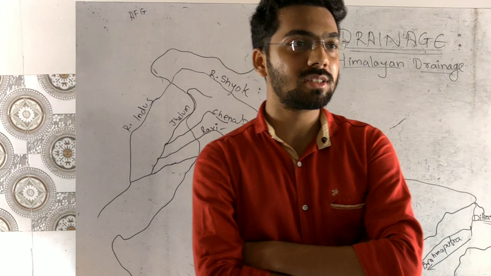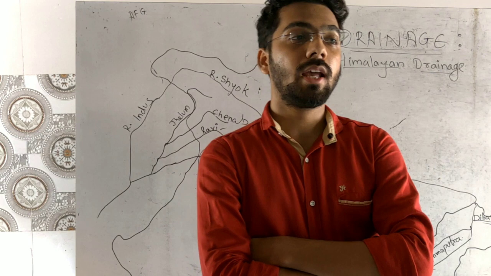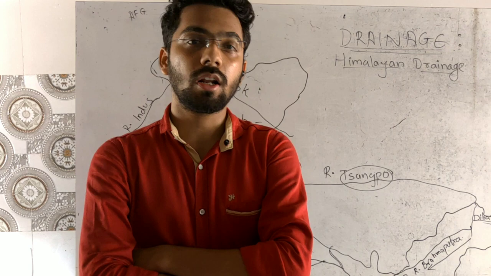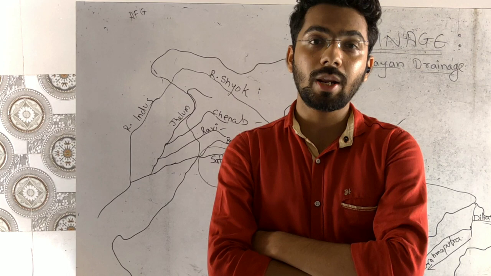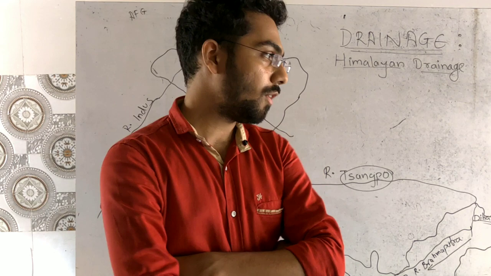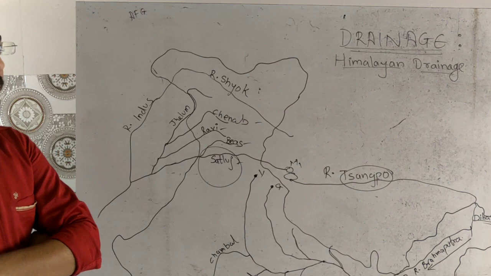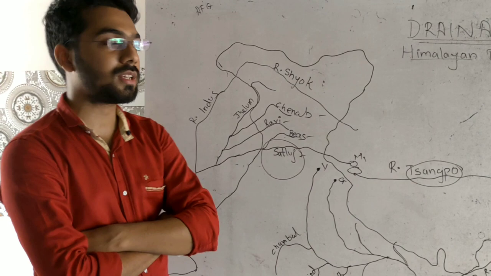Himalayan drainage is also divided into two parts. The first part is the rivers meeting the Arabian Sea, and the other part is the rivers meeting the Bay of Bengal. The river system meeting the Arabian Sea is known as the Indus River system. Indus River system is also known as Sindhu River system. We will move towards the diagram. From here we can conclude that the major river system flowing into the Arabian Sea is the Indus River system.